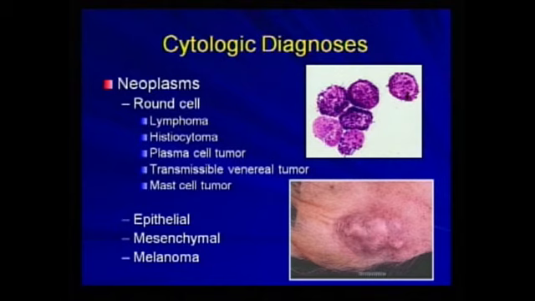In terms of neoplasms, the following neoplasms should be able to be diagnosed by cytology. Mostly round cell tumors are very characteristic. As we said before, some of these need to be staged, which we can't do on cytology. But the diagnosis of lymphomas and histiocytomas, plasma cell tumors, DVTs, and mast cells, these are all very doable by cytology. And we'll also look at characteristics of epithelial tumors, mesenchymal tumors, and of course, melanoma.